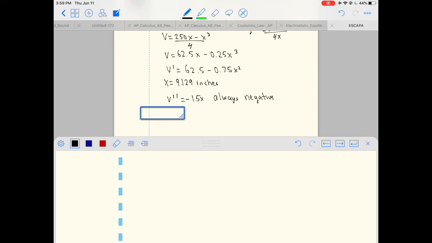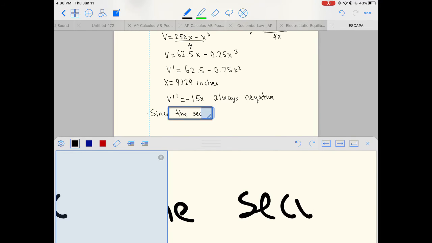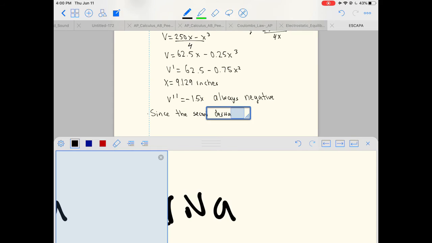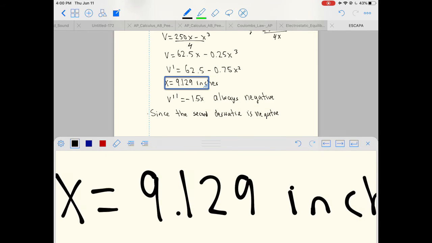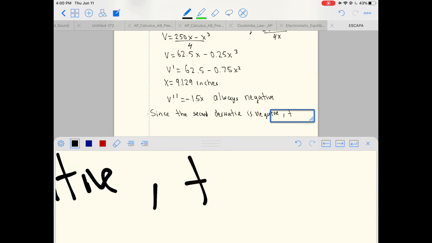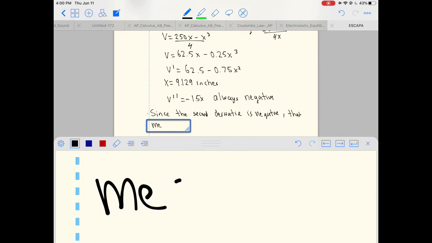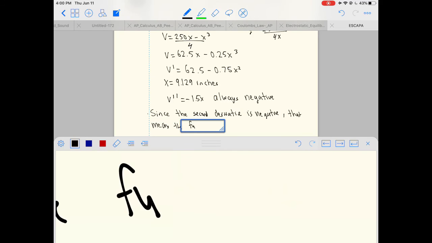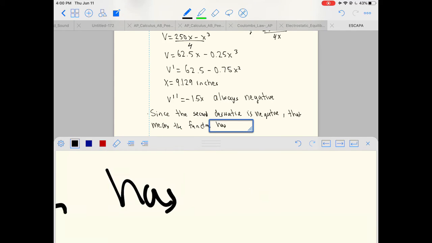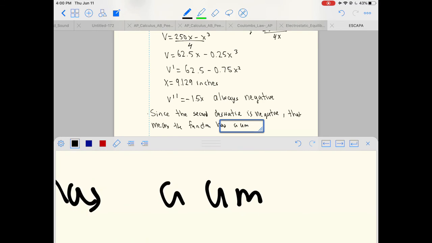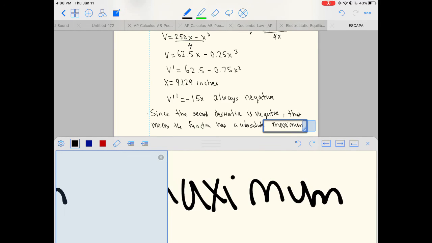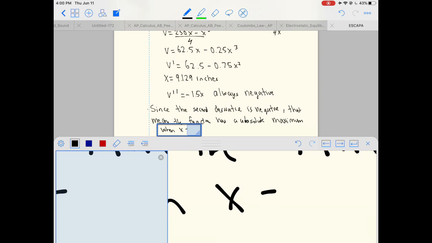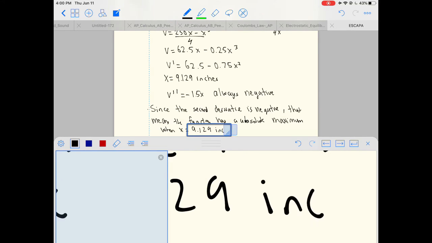So now we can use the second derivative test to state that since the second derivative is negative at the critical point, which is 9.129, that means the function has an absolute maximum when x equals 9.129 inches.